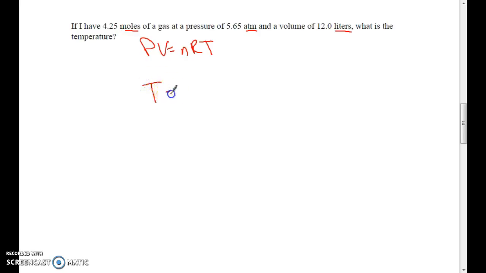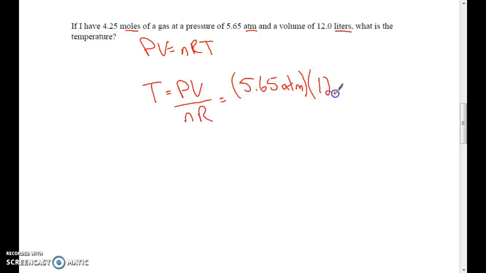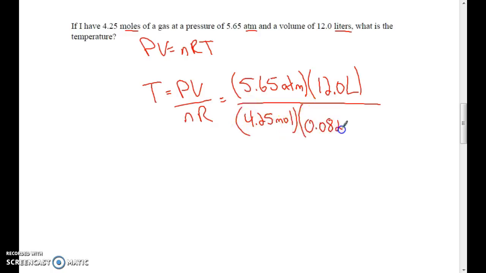So if you want to get temperature by itself, you have to divide both sides by nR. So you get PV divided by moles times R. All right, we can plug in the numbers since the units match. 5.65 atmospheres times the volume, which is 12.0 liters, divided by 4.25 moles and the universal gas constant, 0.0821 liters atmospheres per mole K.